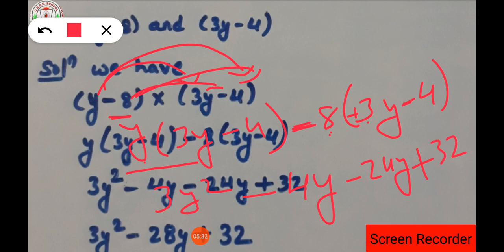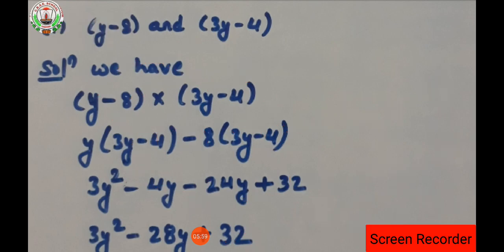8 into 4 is 32. Clear up to here? Now these have the same terms, that means they are like terms, so they can be solved. The like terms can be solved, isn't it? So minus and minus will become plus, so 4 plus 24 is how much? Minus 28. Why is it minus? Because 24 is greater and its sign will come in the answer, that's why. So what is the answer for that? The answer is 3y square minus 28y plus 32.